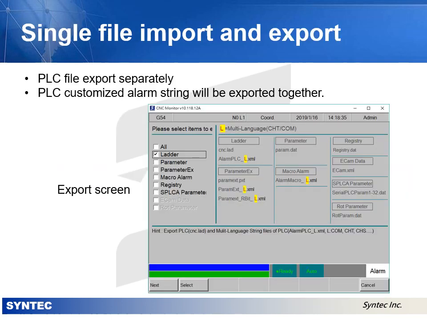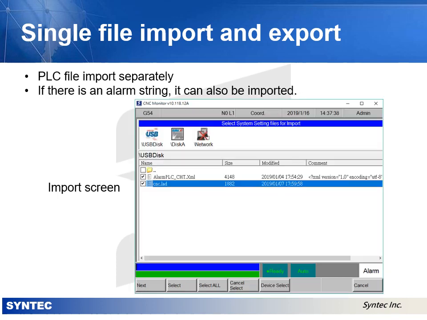The second method is single file import and export. The figure is the export screen. You can select the ladder diagram separately to export. Note that the PLC customized alarm string file will also be exported.